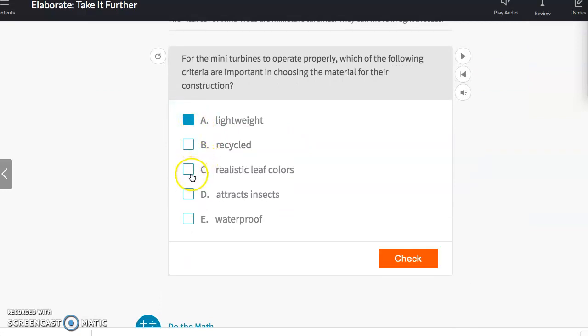Realistic leaf colors. Yeah, it's not making us choose exactly. So recycle and realistic leaf colors are not super important. Definitely doesn't matter that it attracts insects, but if it's going to be broken with water, that won't be worth it. So it should be lightweight and waterproof. Those are really the most important pieces for choosing the material.